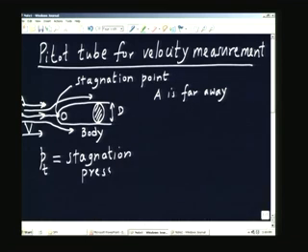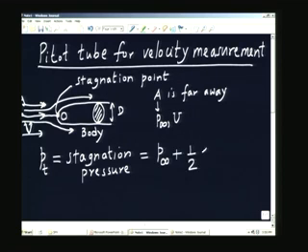It is also called the total pressure, which is given by, at the point A, the pressure equal to, let us say, P infinity, and the velocity is u, plus half rho infinity u squared. This is at the point A.